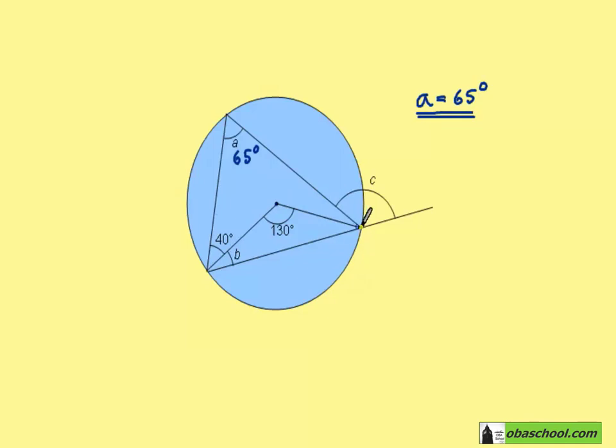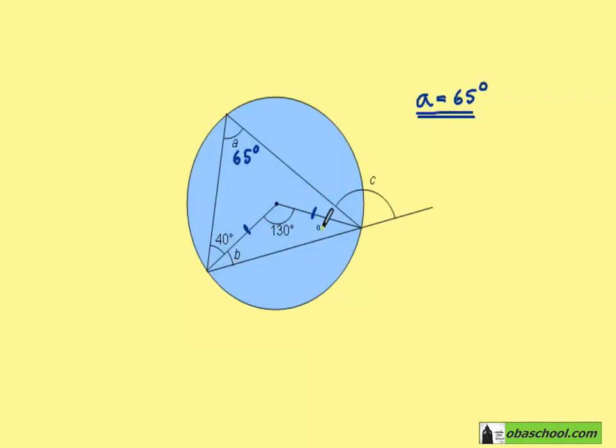Now we need to use another fact. Looking at the triangle, we can see that two of the sides are radii, and we know that radii are always the same length. That being the case, we have an isosceles triangle.